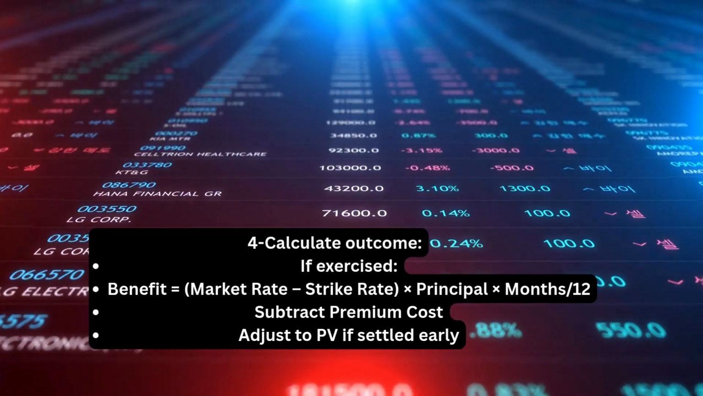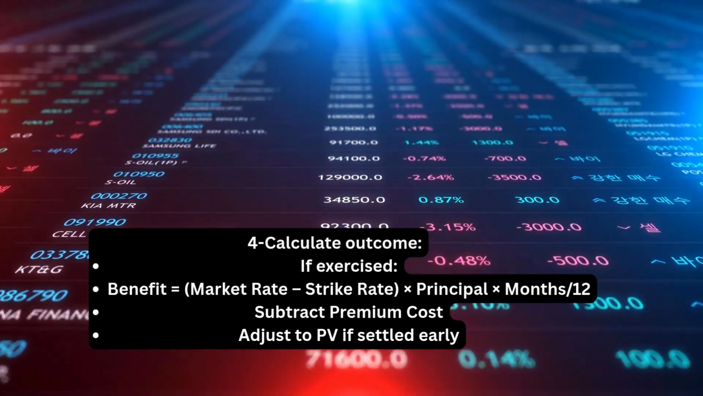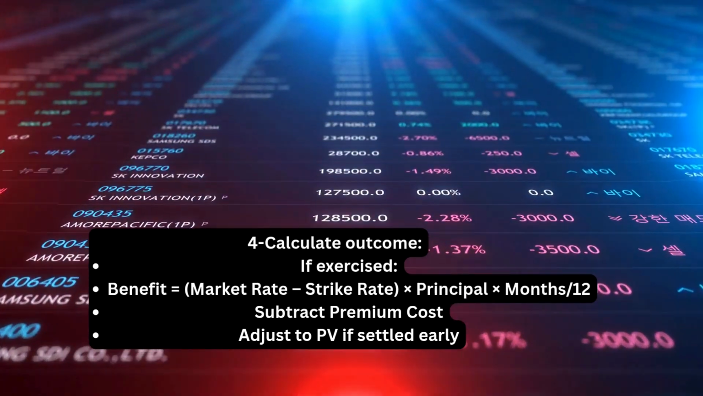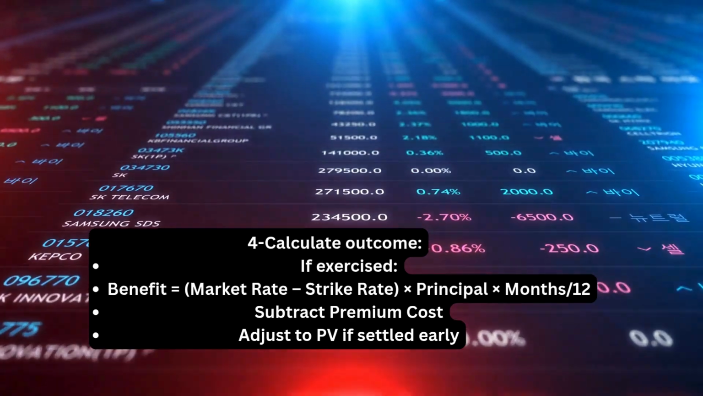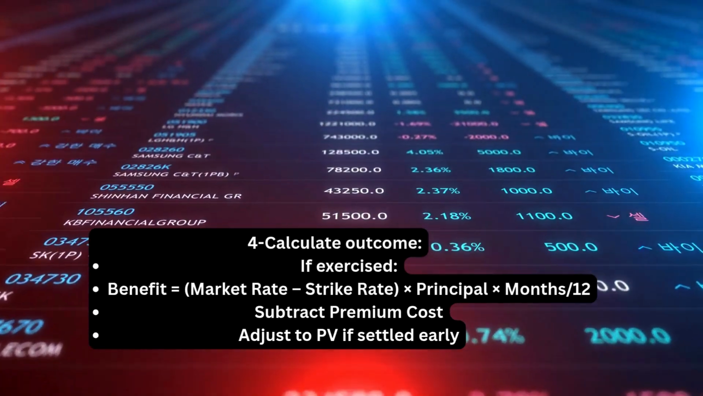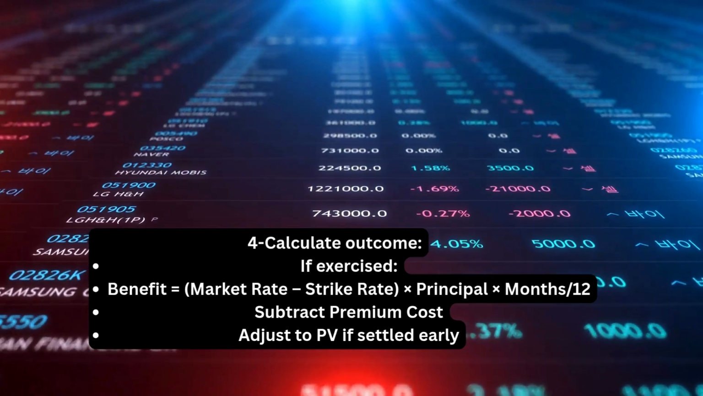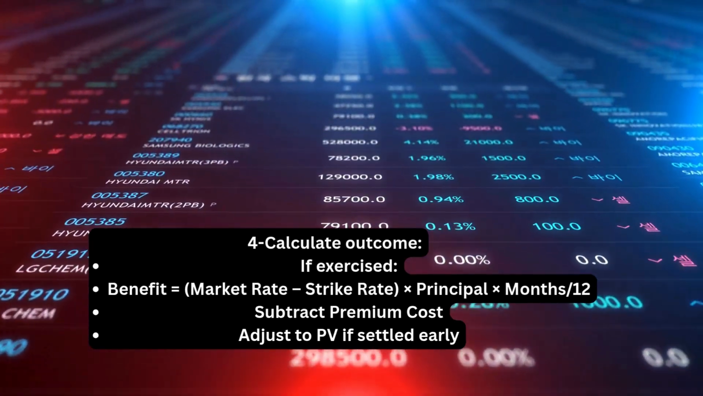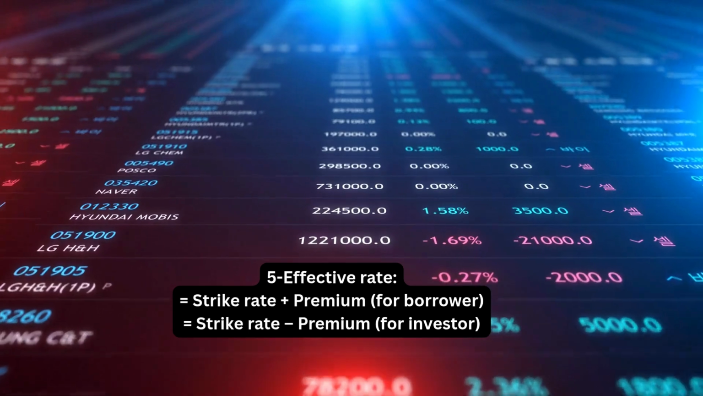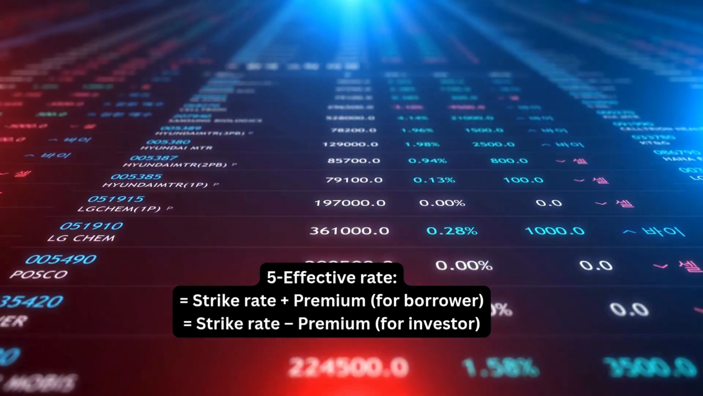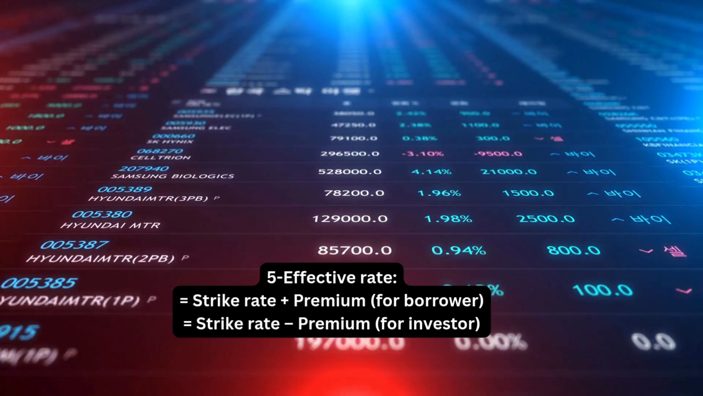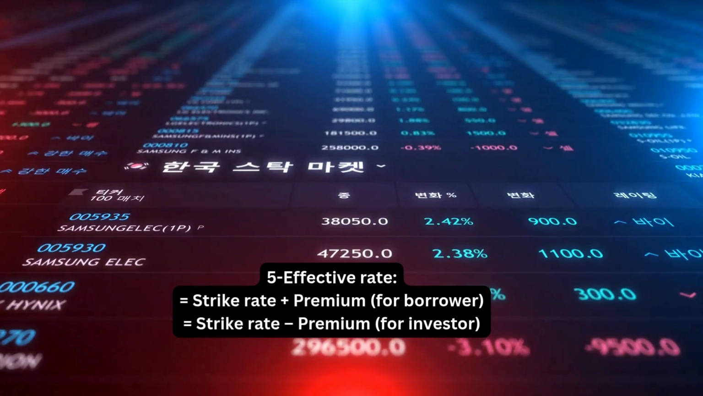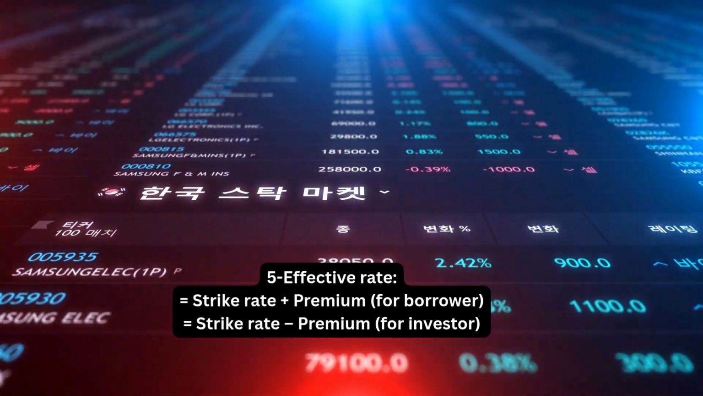4. Calculate the outcome. If exercised, benefit equals market rate minus strike rate, times principal, times months over 12. Subtract the premium cost. Adjust to principal if settled early. 5. Effective rate equals strike rate plus premium for a borrower, and strike rate minus premium for an investor.